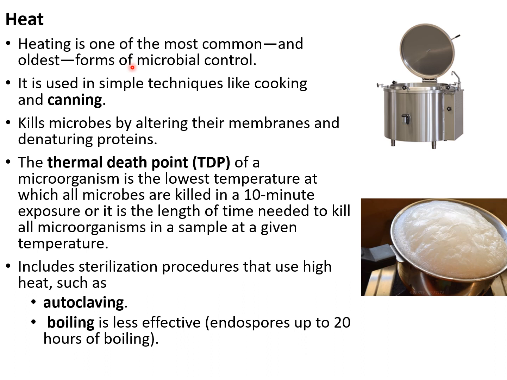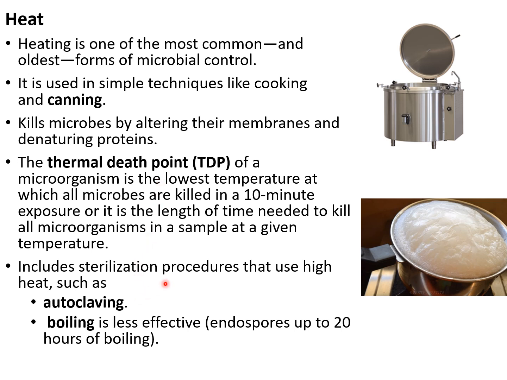Heat is one common physical method which is used, and it is very effective in controlling microbial contamination. The simplest heating methods are cooking and canning. This kills microorganisms by altering their membranes, and denaturation of proteins is done during heat exposure. And you have what is known as thermal death point, TDP, of microorganisms. The TDP is the lowest temperature at which all the microbes are killed in a 10-minute exposure. Or you may also define it as the length of time needed to kill all microorganisms in a sample at a given temperature.